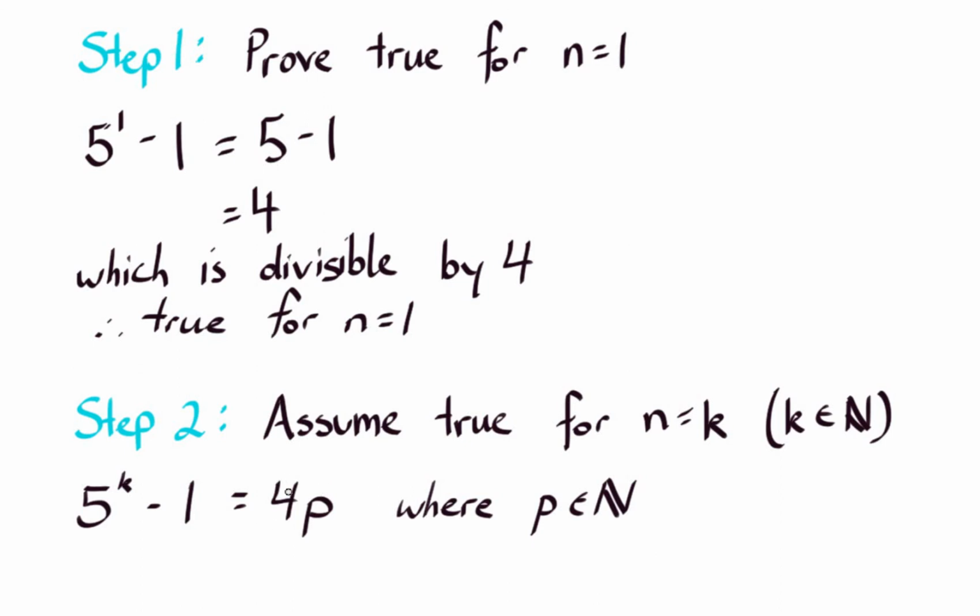Because if we have 4 times some natural number, whatever it is, then that means 5 to the power of k minus 1 must be divisible by 4. So that's how we set up step 2.